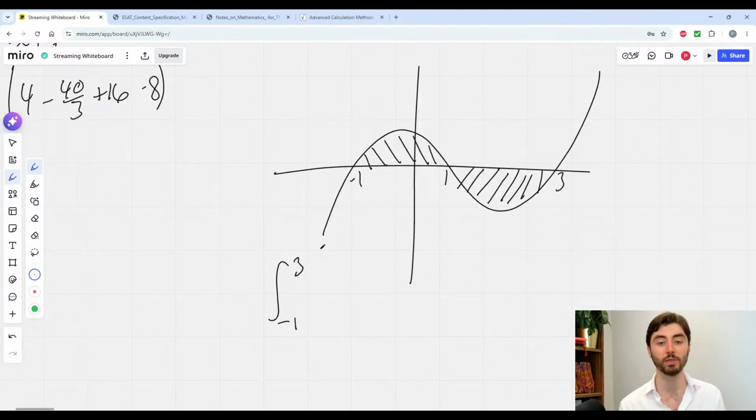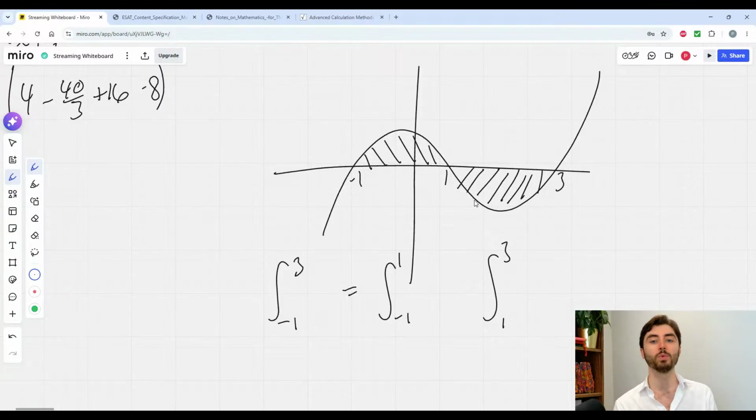In order to work out the true area, you would need to integrate from -1 to 1 to get this area, and then separately work out the integral from 1 to 3. That one will come out negative, and you'll just take the magnitude of that, add it to the magnitude of this one, and that would be your total area. So that's why they're not the same.